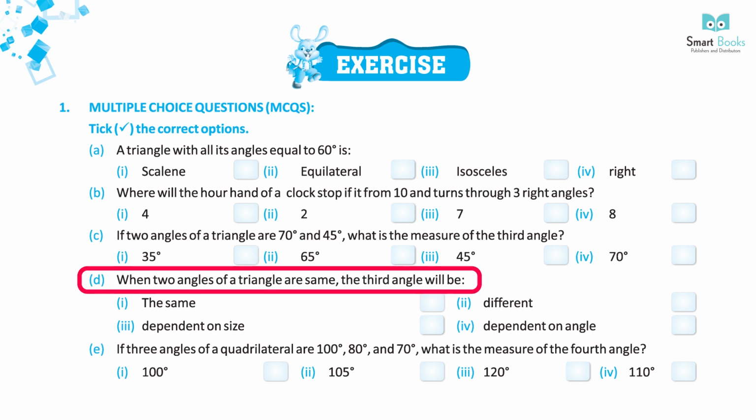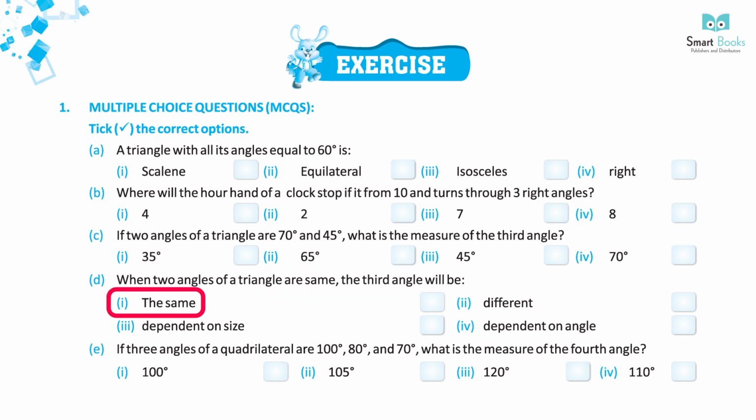D. When two angles of a triangle are the same, the third angle will be: first, the same; second, different; third, dependent on size; fourth, dependent on angle. Solution: fourth, dependent on angle.